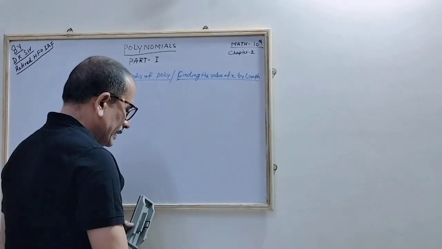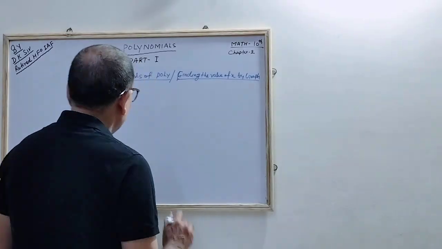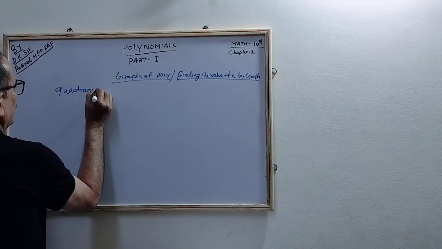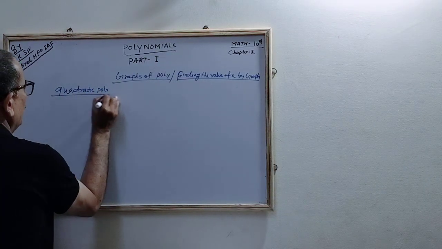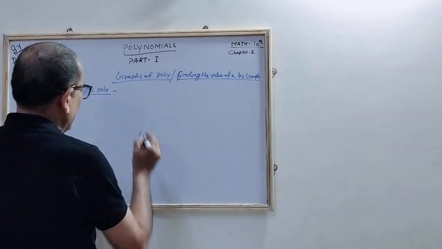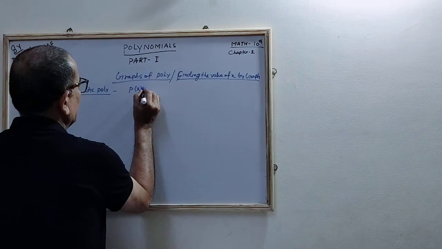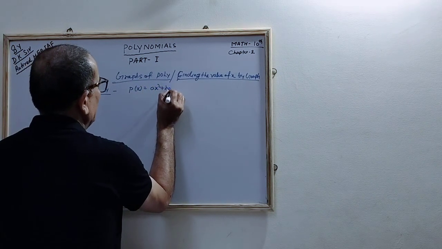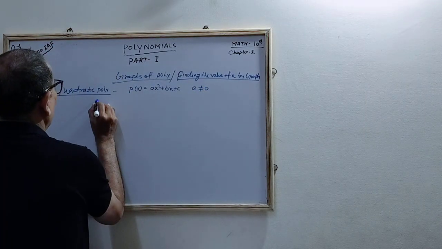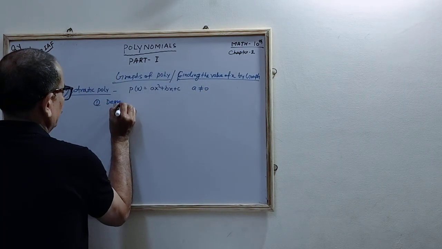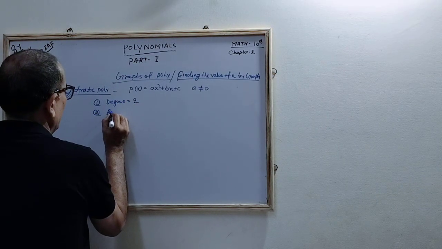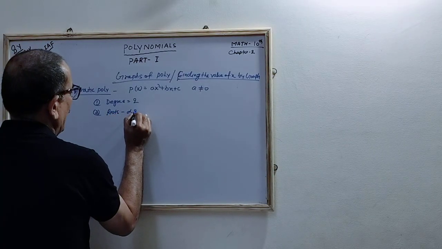Next we will see a very important one, the quadratic polynomial. Most of the questions will be from this. Its standard form is p(x) is equal to ax square plus bx plus c, where a must not be equal to 0. Here the degree will be 2. And the roots will be called alpha and beta.